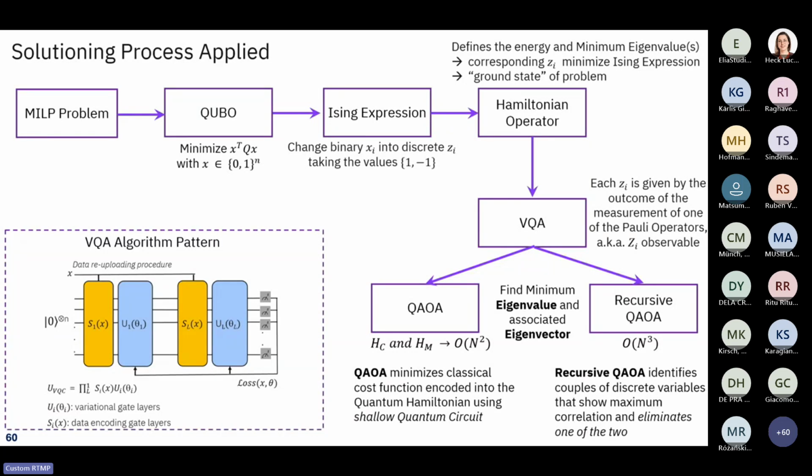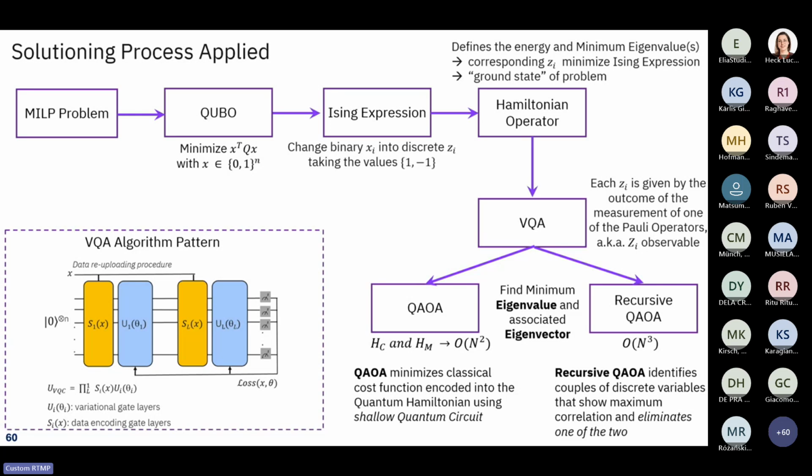The Hamiltonian describes the energy of the system, and also here we try to find the minimum value, so the minimum eigenvalue and the corresponding eigenvector. And this problem can then be solved with the VQA approach, in which the Zi variables are represented as quantum gates, let's say Z gates. And then you see two other new things, QAOA and recursive QAOA. Let me explain that one.